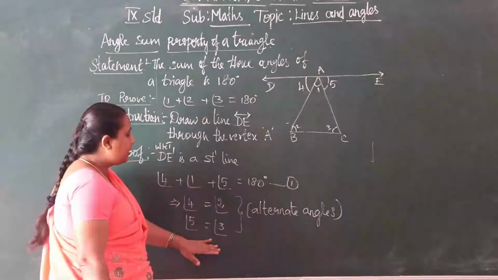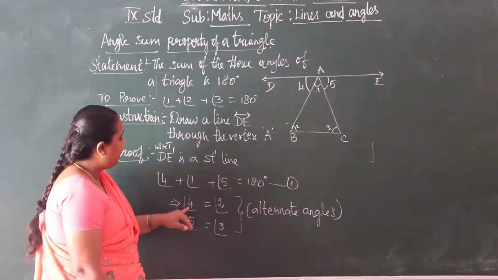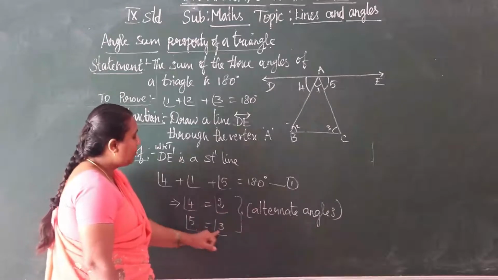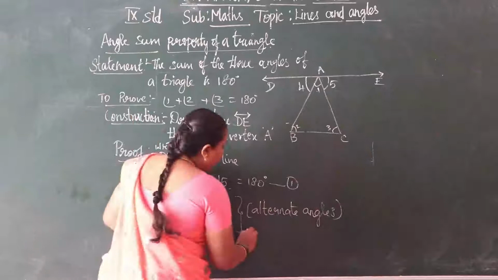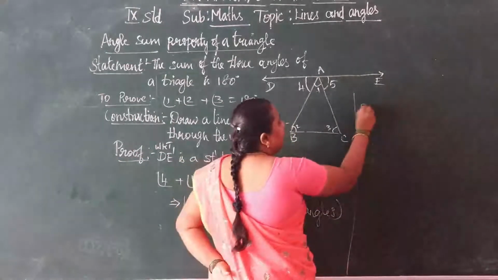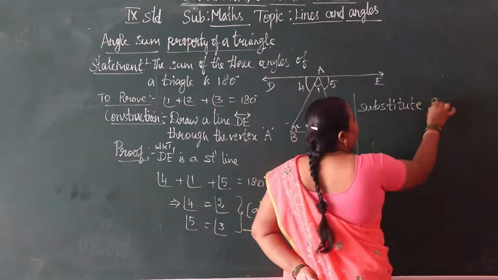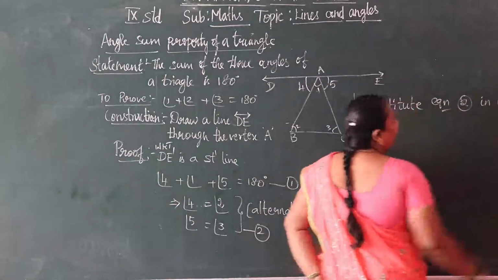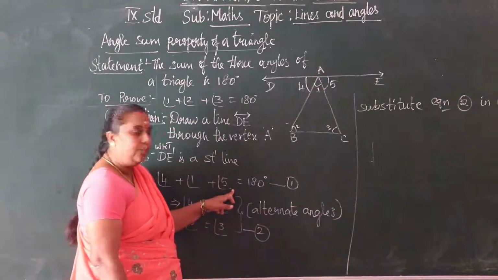Okay. So we are substituting angle 4 equals angle 2 and angle 5 equals angle 3 in equation 1. We can take this as equation 2. Then substitute equation 2 in equation 1.